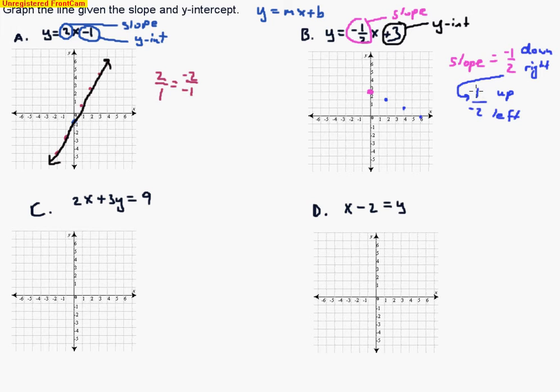So I'm going up 1 space and then 2 to the left. Up 1, 2 to the left. And then from there, we can draw that line. So that line just goes downhill from left to right.